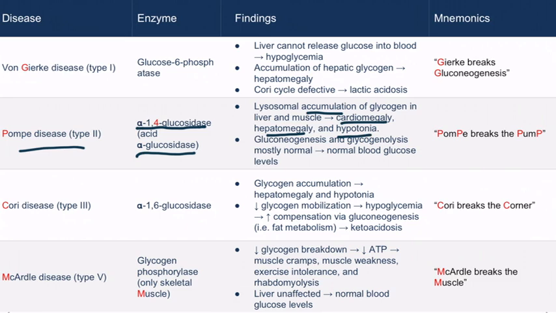We'll discuss this in a second, but it's important to know that because the traditional way of metabolizing glycogen is unaffected, and because the gluconeogenic pathway is unaffected, these patients will have normal blood glucose levels. Pompe disease can be remembered by the phrase, Pompe breaks the pump. The pump refers to the heart. So Pompe disease is the only glycogen storage disease that damages the heart. The 4 Ps that you can see in this phrase can also help you remember that the 4 is associated with alpha 1,4 glucosidase, which is the deficient enzyme.